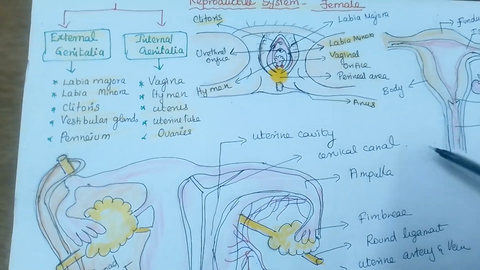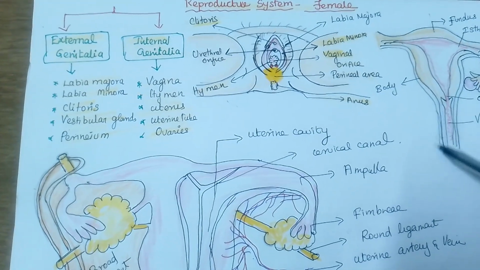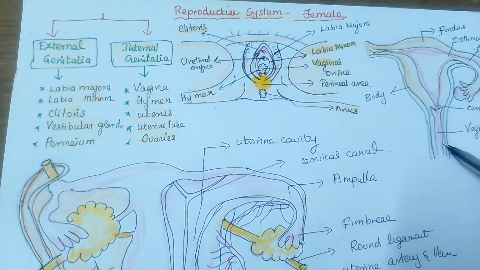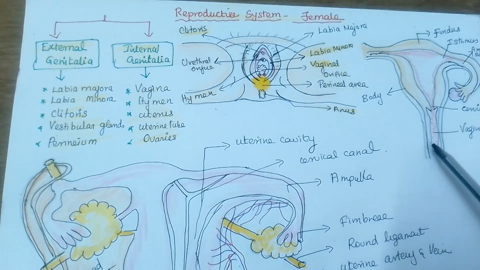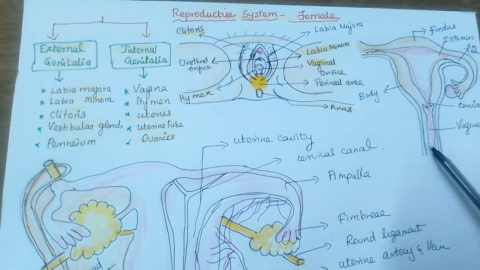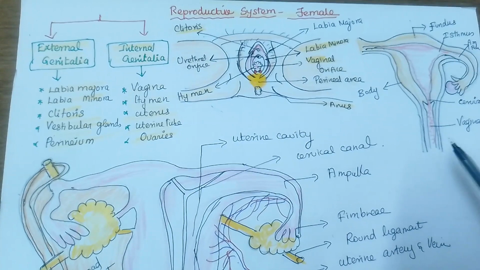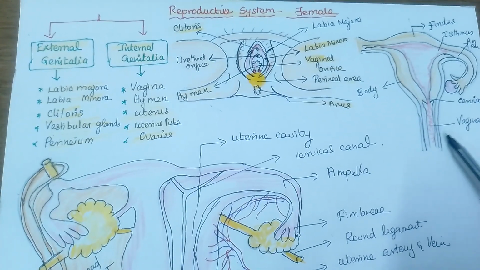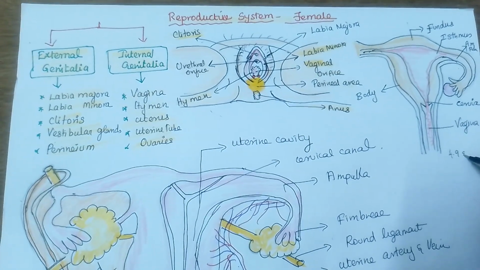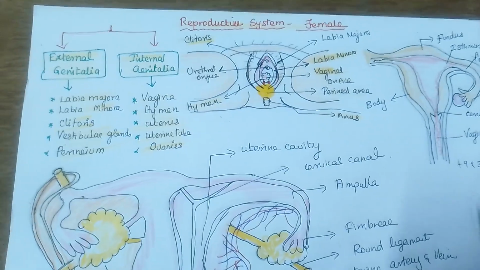Then the structure of the vagina: the outer layer is areolar tissue, the middle is smooth muscle, and the inner is stratified squamous epithelium. The vagina is always acidic because Lactobacillus acidophilus bacteria are present. The pH of the vagina is between 3.5 and 4.9, so most of the time microorganisms are killed.